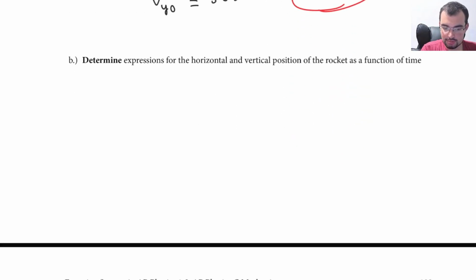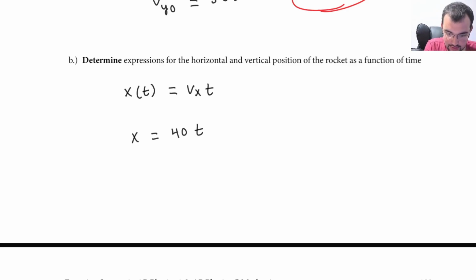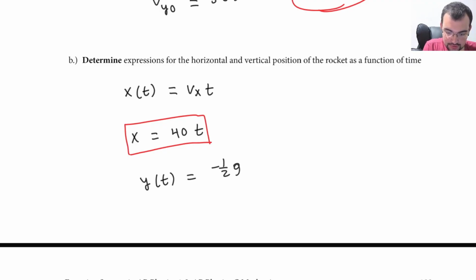All right, so now let's do our position functions. For x of t, well, x is just linear, right? I go the same distance every second. So that would just be vx times t, which means that x is just equal to 40 times t. So every second, we get 40 meters further away. Now, what about y? For y, we have to use the whole kinematics.